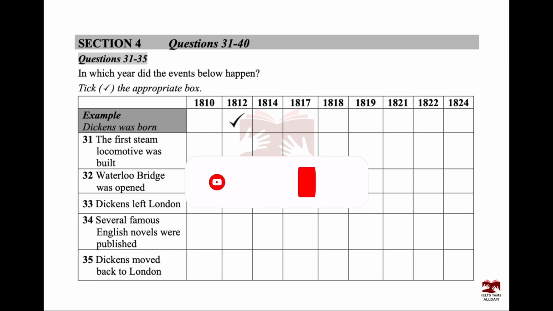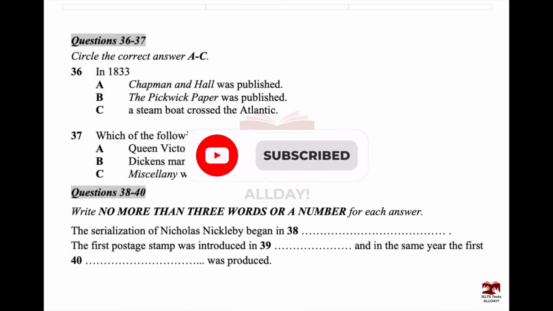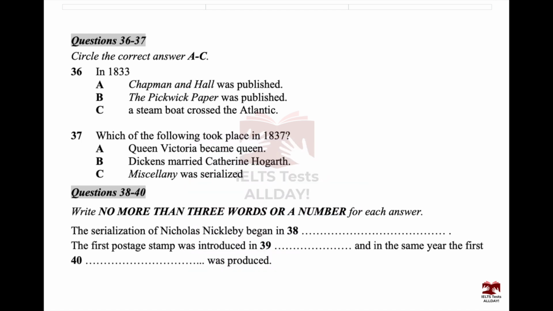Before the speaker continues the talk, look at questions 36 to 40. As you listen to the second part of the talk, answer the questions. For questions 36 and 37, circle the correct answer. For questions 38 to 40, write no more than 3 words or a number for each answer.